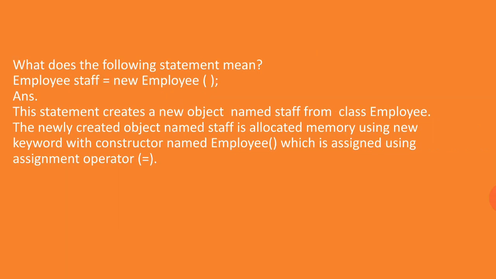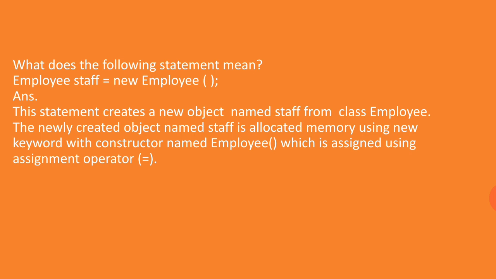Right. Then what does the following statement mean? Employee staff equal to new employee. So here you can see on both the sides employee is written. One is without parenthesis, the first one, second one is with parenthesis. So first I am talking about the left hand side, that is employee staff. So employee is the class name, staff is the object name. Then assignment operator is there to assign something. What is that? That is the memory allocated dynamically during the runtime using the new and the constructor. So new is the keyword which allocates the memory to the object, and employee is the constructor which is used for that purpose with the new.